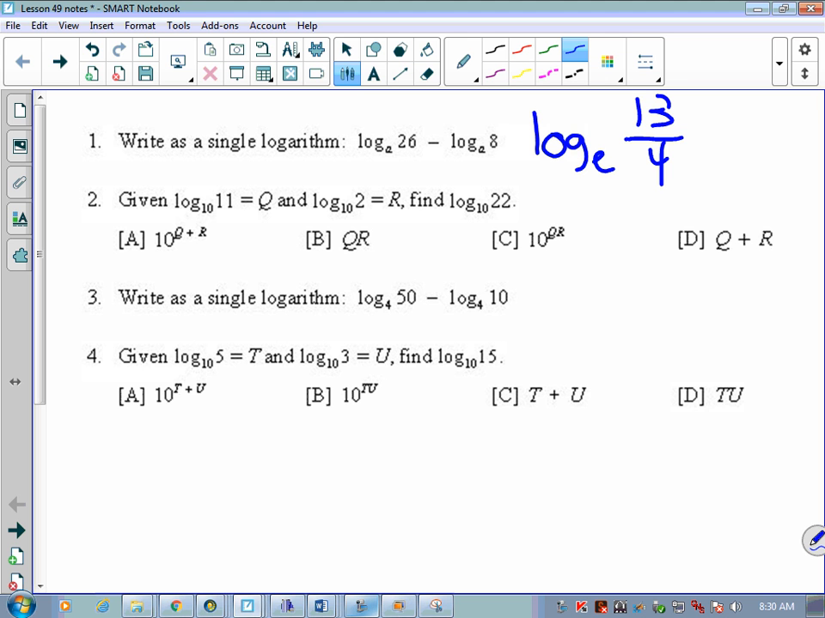Does this make sense? Can we do this? All right, everybody understands the concept. They're not mixing my bases. Notice that on question number 2, it's log base 10 of 11, log base 10 of 2, log base 10 of 22. Question number 3, log base 4 of 50 minus log base 4 of 2. You see how they're not mixing my log bases at all.